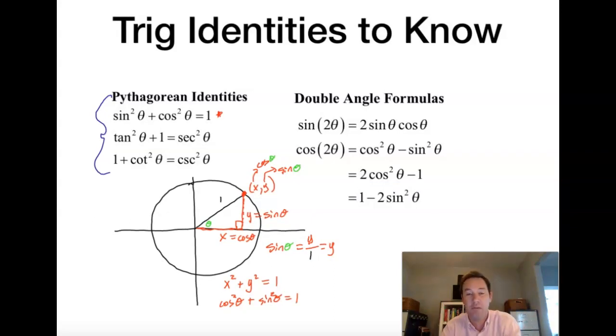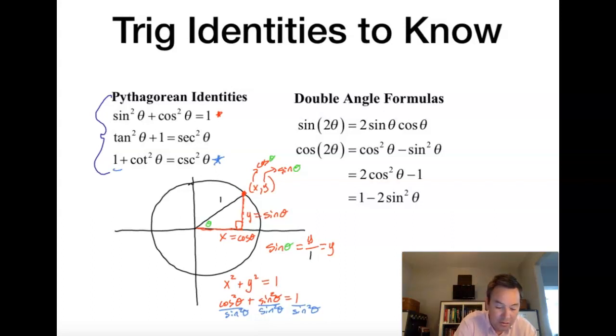Once you have that one memorized, you can develop the other two. So all we need to do to develop the other two is to divide. So if I divide everything by sine squared theta, well, 1 over sine squared is cosecant squared. And sine over sine is 1. And cosine squared over sine squared is cotangent squared. So that gets me that third one.